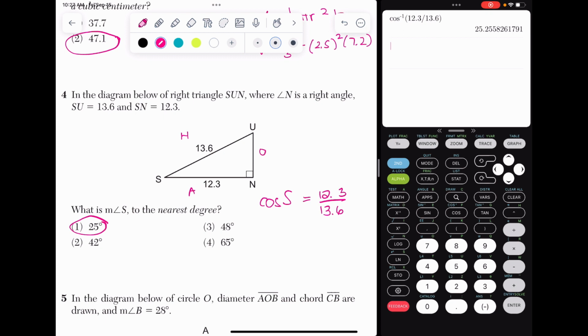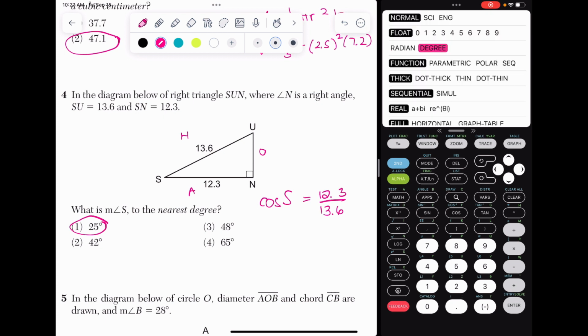Just one note on that question, everybody. If you go to your mode, you want to make sure that you are always in degree mode when you are doing a right triangle trigonometry problem.